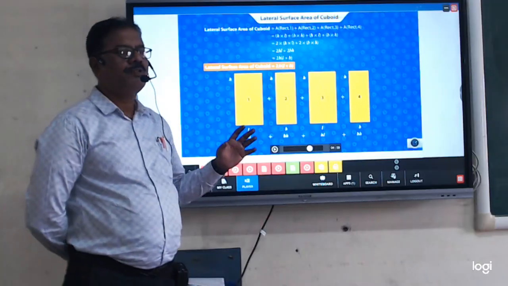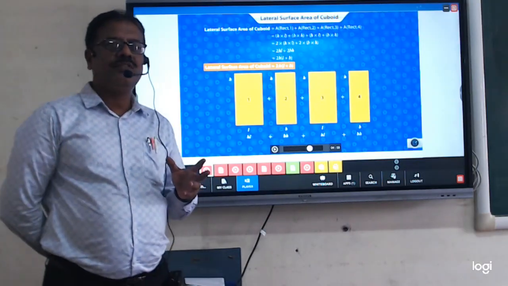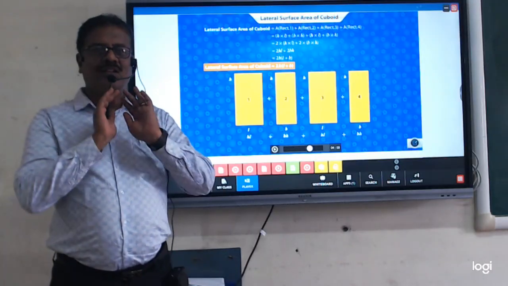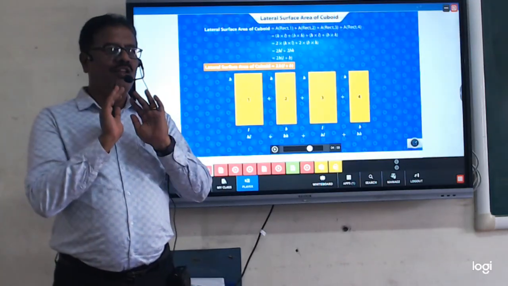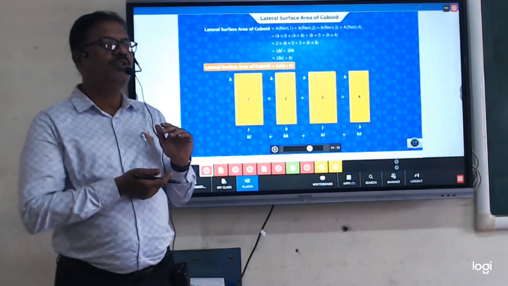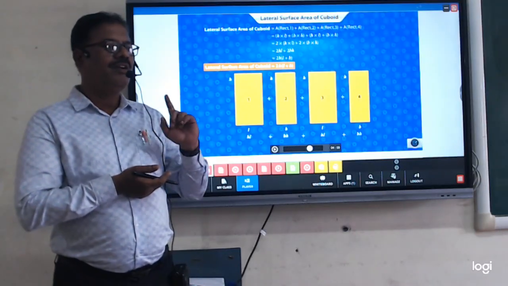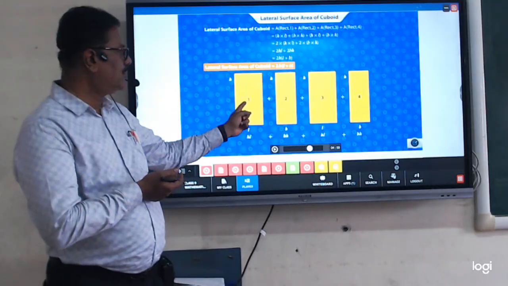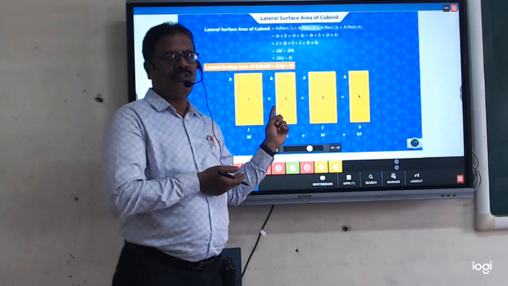So what is the difference between the lateral surface area and total surface area? Tell me now. Lateral surface area means you have to take the area of four sides, only four sides. When I ask you about total surface area, you should add top and bottom. Here we are talking about what? Lateral surface. That's why we are considering only the four faces.